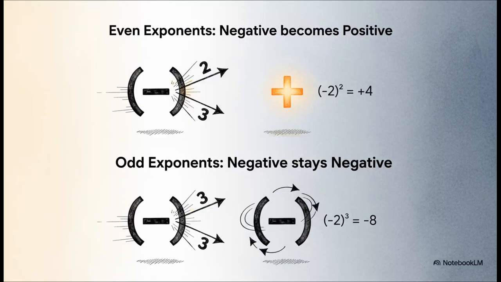The other huge trap is messing up the negative signs. We just saw this, but it's so important it deserves its own slide. Just remember the simple rule. An even exponent like 2 or 4 will make a negative number turn positive. An odd exponent like 3 or 5 will keep it negative. You have to track the sign for every single term, or one little mistake can throw off your whole answer.